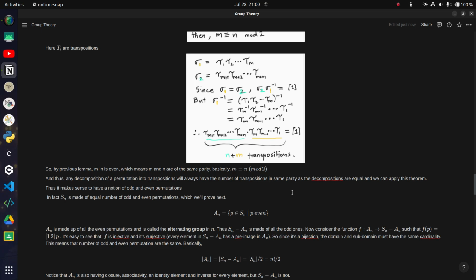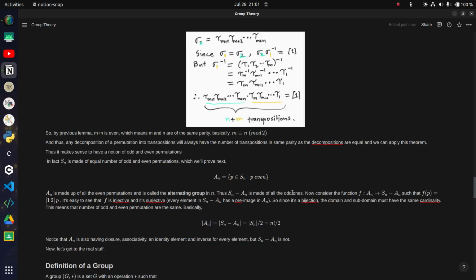So what that means is that the domain and the codomain must have the same cardinality, and that means the cardinality of A_n is the same as the cardinality of S_n minus A_n. But you know that S_n is just the union of A_n with S_n minus A_n, the disjoint union, of course, because S_n minus A_n could not have anything in common with A_n. What that means is that the cardinality of S_n is the cardinality of A_n plus the cardinality of S_n minus A_n, but these are both equal, so they are equal to the cardinality of S_n over 2, which is just n factorial over 2.